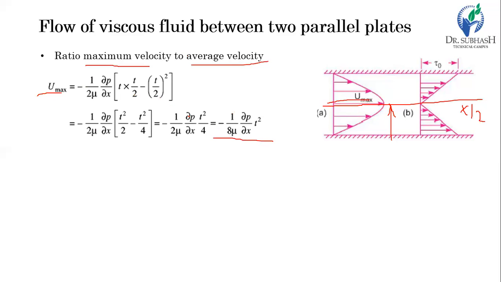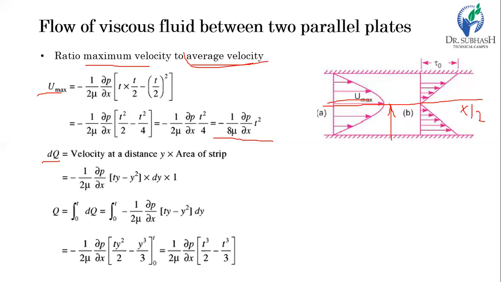Now let's calculate the average velocity. To get the average velocity, again we have to consider a very small strip, as we have considered in the previous theory, and we will first derive the equation of flow from that small strip, and to get the value of discharge from the whole cross section area, we will integrate that equation. So first consider del q. It is nothing but the discharge from a very small area, which is equal to velocity at a distance y times area of the strip.